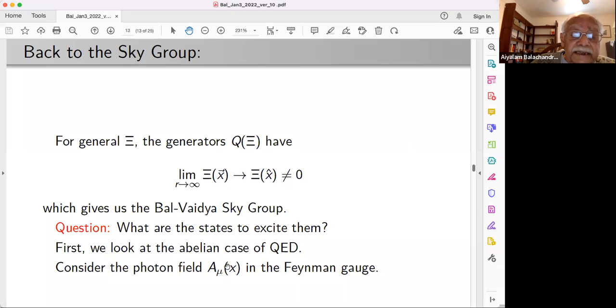So let me first look at the abelian case of QED. The abelian case of QED has been, I would say, quite thoroughly discussed from this point of view in a recent paper by Mund, Rehren and Schroer. And I will give a simple presentation of what they have done.